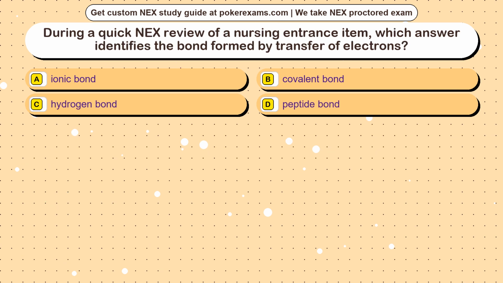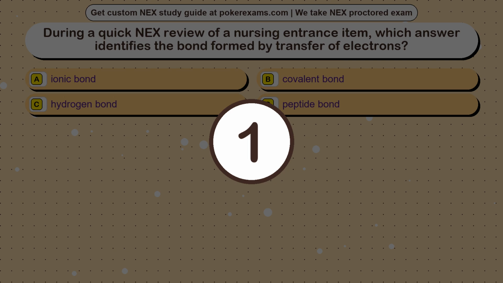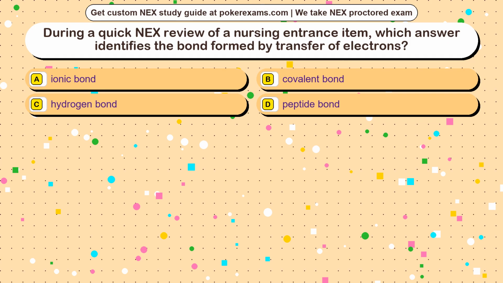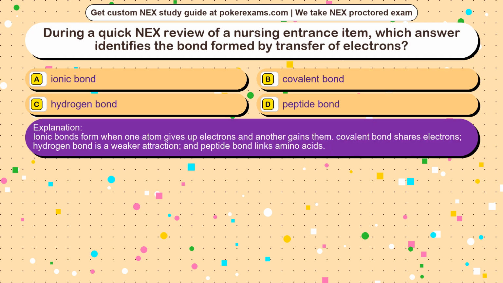Question 2. During a quick NEX review of a nursing entrance item, which answer identifies the bond formed by transfer of electrons? Option A, ionic bond. Option B, covalent bond. Option C, hydrogen bond. Option D, peptide bond. The correct answer is option A. Ionic bonds form when one atom gives up electrons and another gains them. Covalent bond shares electrons, hydrogen bond is a weaker attraction, and peptide bond links amino acids.